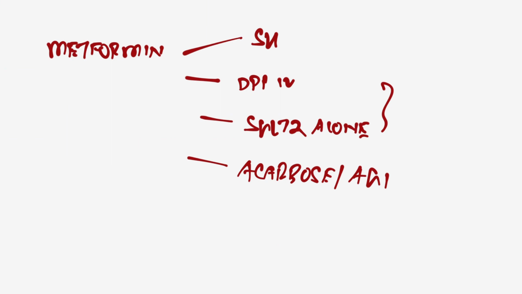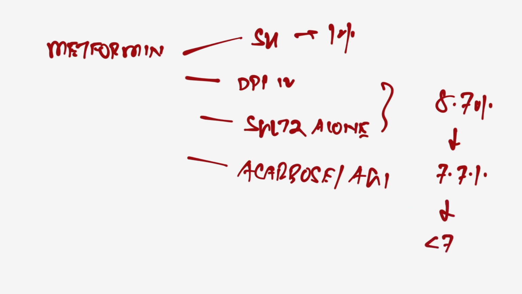Now, if you give sulfonylurea, it will reduce the HbA1c by about 1%. Of course, there are other drugs you can use, GLP-1, insulin, and others, but practically speaking, these are the things you should be using. So with sulfonylurea, it will reduce the HbA1c by close to 1%. Our patient has an HbA1c of 8.7%. You reduce it by 1%, it will be 7.7%, and our target is less than 7% in most of these patients, right? So sulfonylurea is not going to be enough.